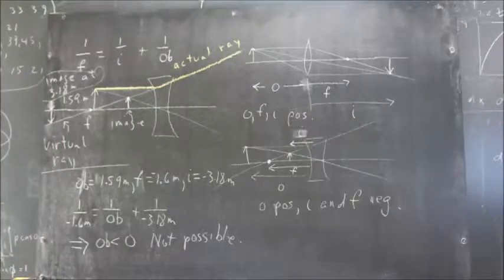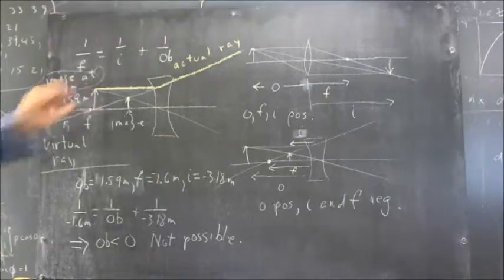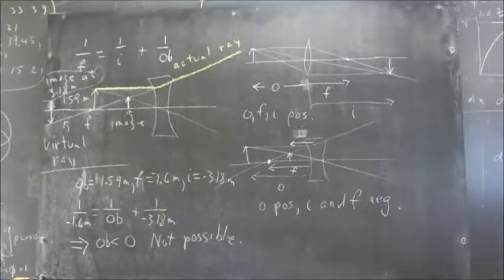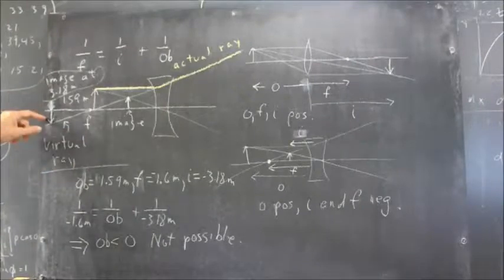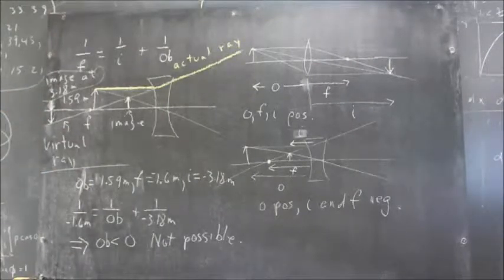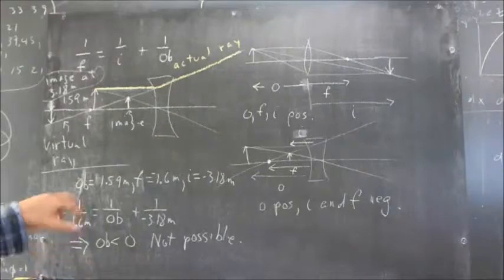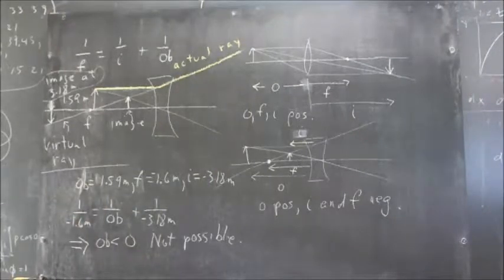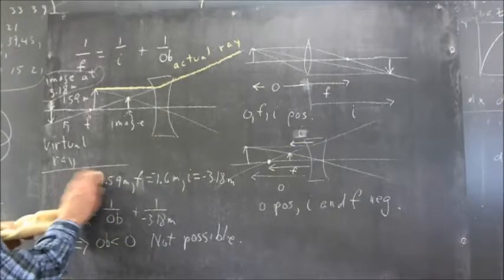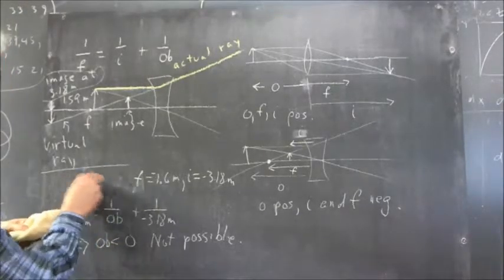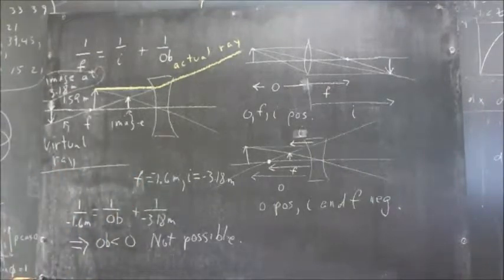Okay, now you're given that the object has a height of 1.59 meters. You have a diverging lens. The image forms at 3.18 meters, and I believe the focal distance is given as 1.6 meters. Okay, so you have, and I wrote this down wrong. The object distance is unknown. I wrote down the 1.59 meters because I was thinking about things rather than looking at what I had. Okay, so we've got to get rid of that.